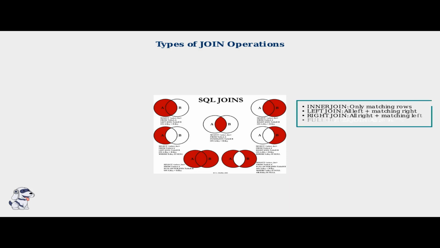Inner join returns only rows that have matching values in both tables. Left join returns all rows from the left table and matched rows from the right. Right join does the opposite, and full outer join returns all rows from both tables.